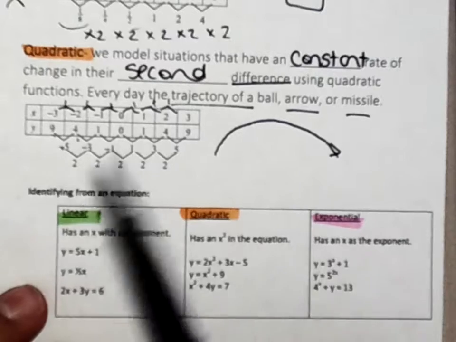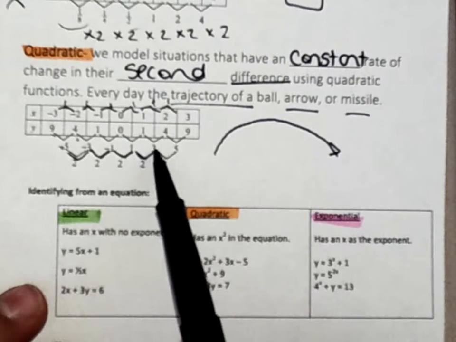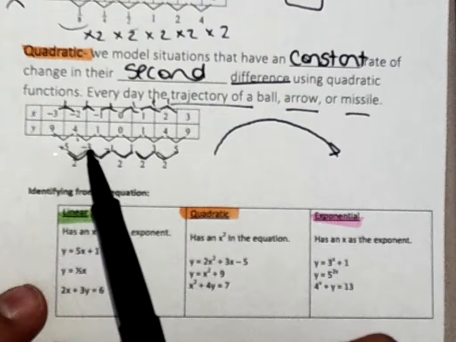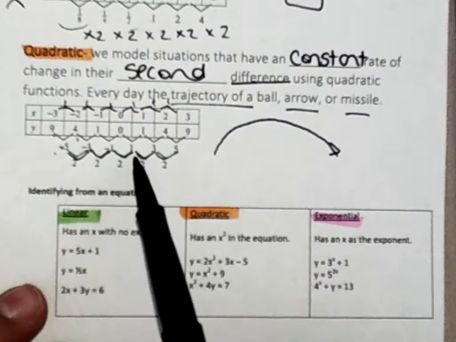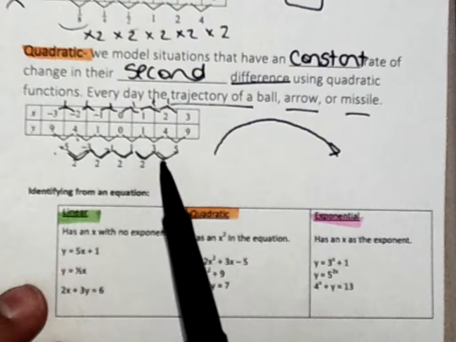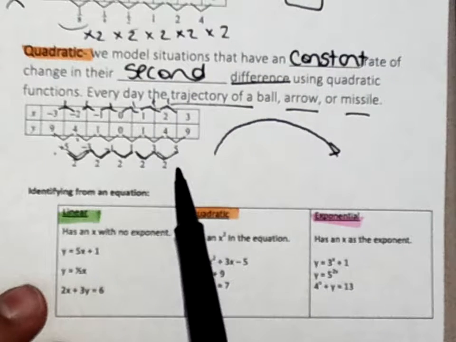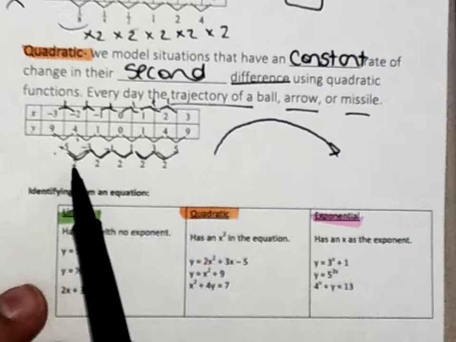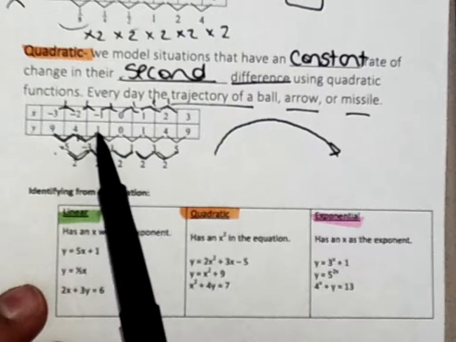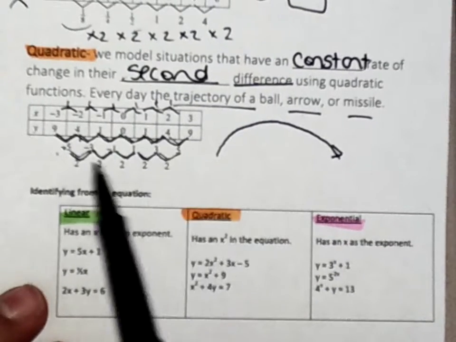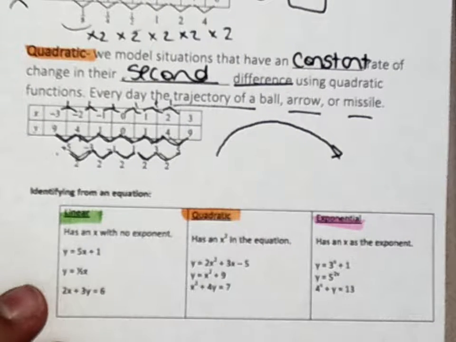However, if you were to look at the difference between these numbers, you'll notice that it is constant. Between -5 and -3 is 2, -3 to -1 went up 2, -1 to 1 went up 2, 1 to 3 went up 2, and 3 to 5 went up 2. So we are able to identify quadratic functions when we take their second difference, meaning we find the difference of the y values, and then we find the difference of those numbers. And that tells us whether or not it is a quadratic function.